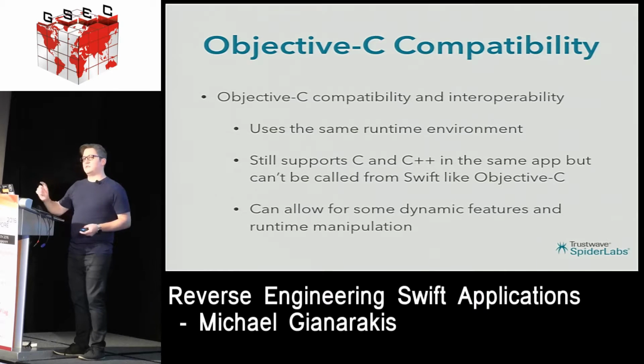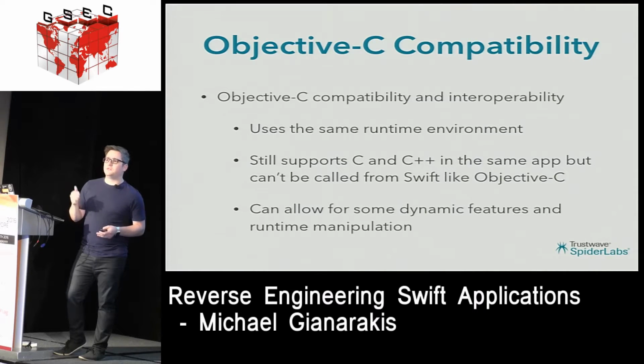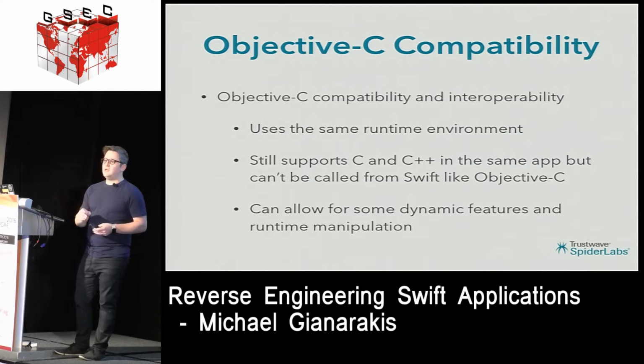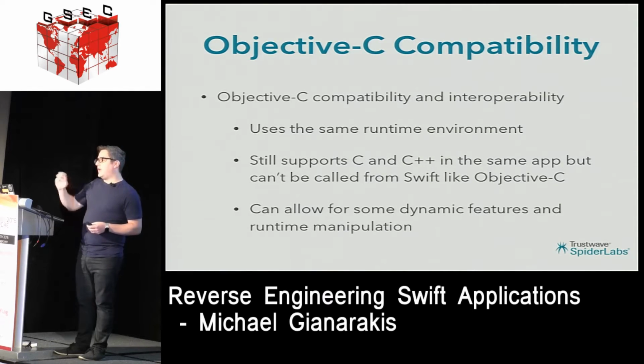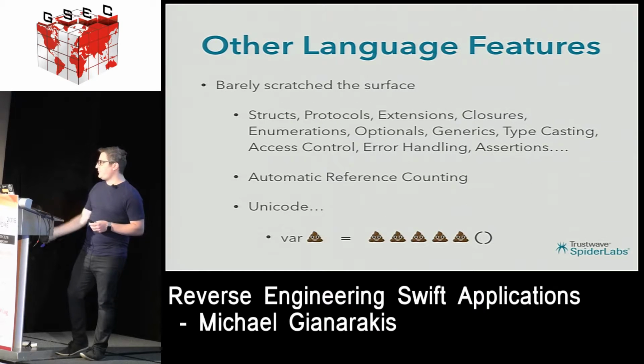So it uses the same runtime environment. It still supports C and C++ in the same app, but it can't be called from Swift like Objective-C. So C can't be called directly from Swift, but Objective-C can be called from Swift. Adding this interoperability can allow for some dynamic features in runtime manipulation, which we'll discuss in a moment.